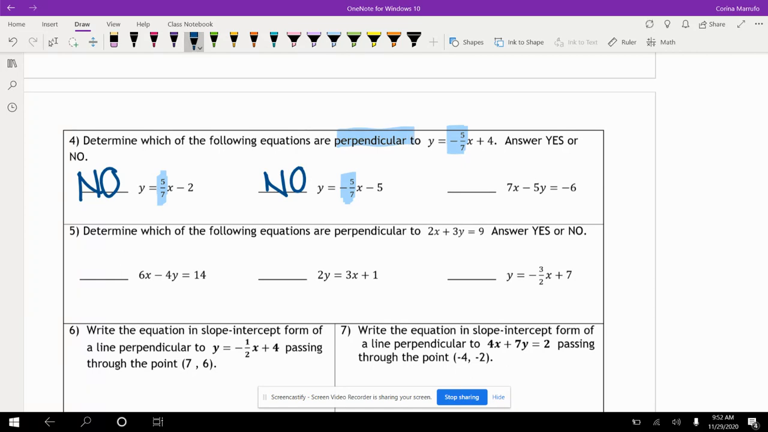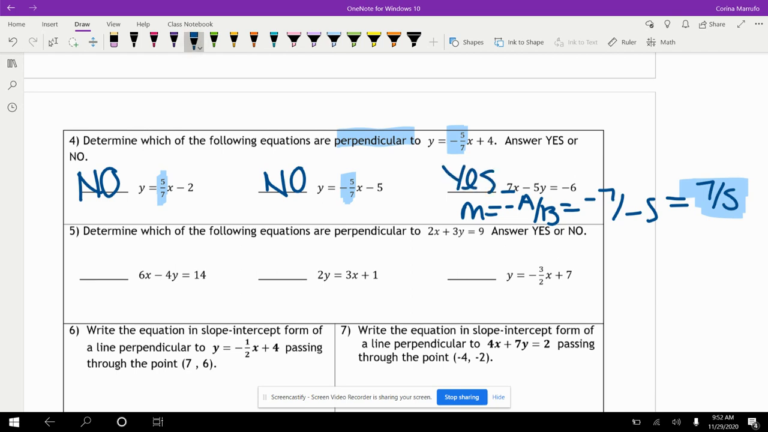And then for this last one, we're going to have to find the slope. Remember, m equals -a over b, where a is going to be 7. So -7 over, and b is -5. So -7 divided by -5, two negatives make a positive, so it would just be 7 over 5. So if we check, are these opposite reciprocals of each other? Well, yes, one's negative, one's positive, one's 5 over 7, and the other one is 7 over 5. So this is an example of a perpendicular slope.